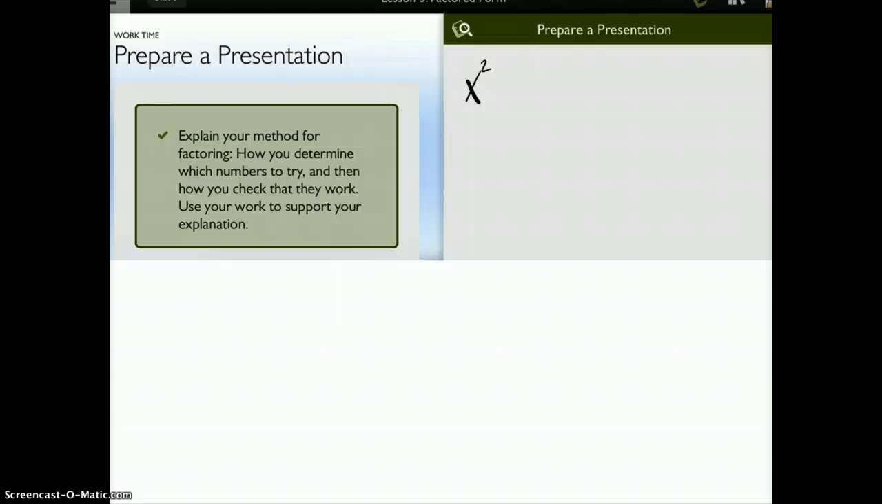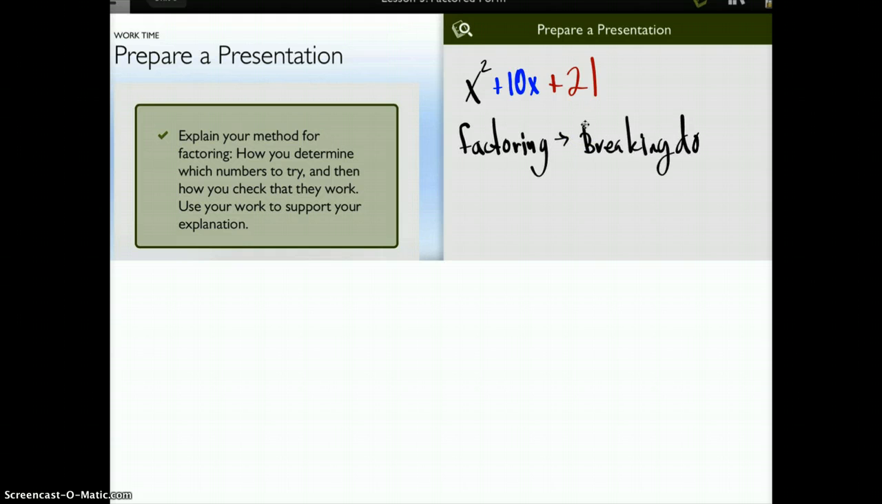Okay, x squared plus 10x plus 21. So these are broken down to 3 different parts: our A term, our B term, and our C term. Now the idea of factoring, what factoring means. Okay, factoring is all about breaking down into multiples.